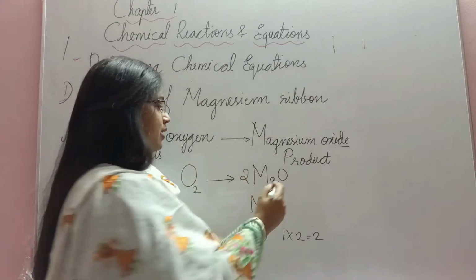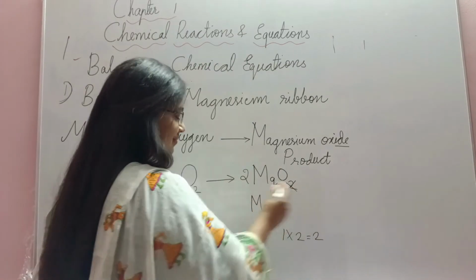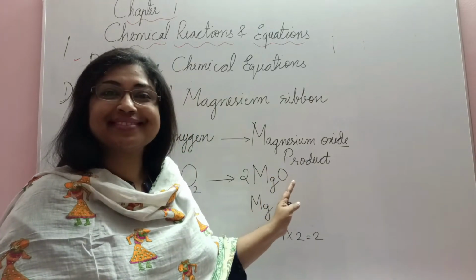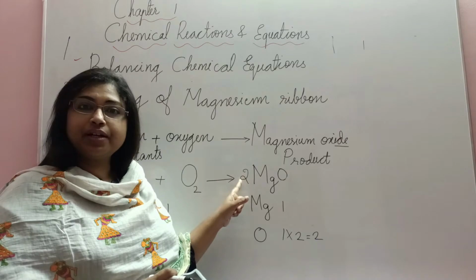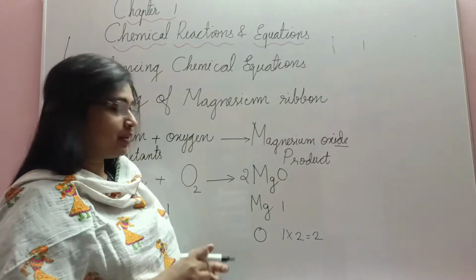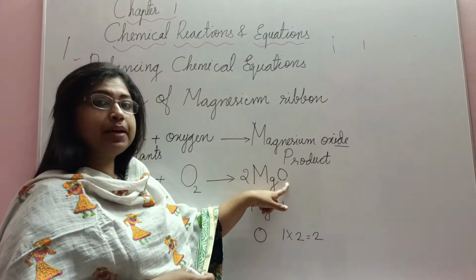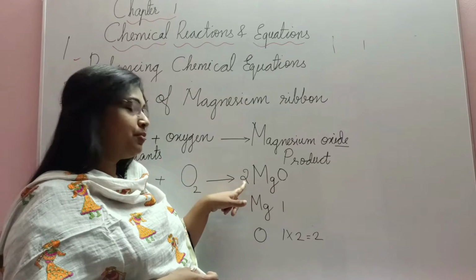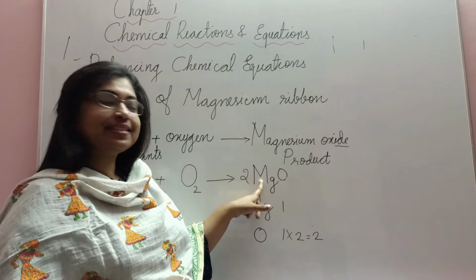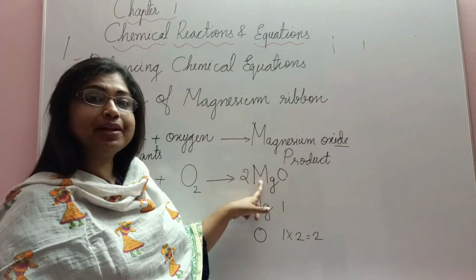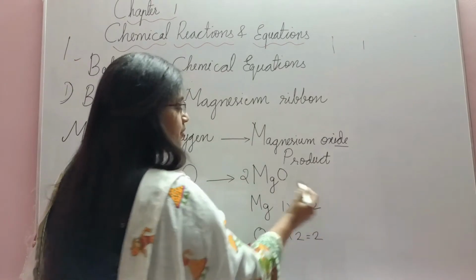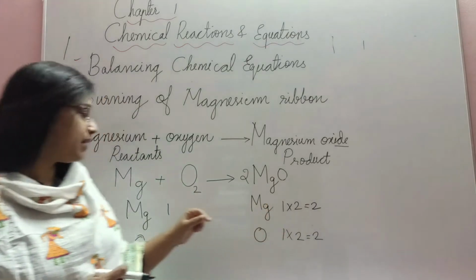Remember, we cannot put 2 here. It is wrong. We cannot change the formula of the compound. You have to put the 2 in front of this compound. Now, there is another problem. Now the number of oxygen atoms are balanced. But when you put 2 here, this is applicable to all the elements present in the compound. Here, now there are 2 magnesium atoms. When you multiply this with the 2 here, magnesium is also 2 atoms.